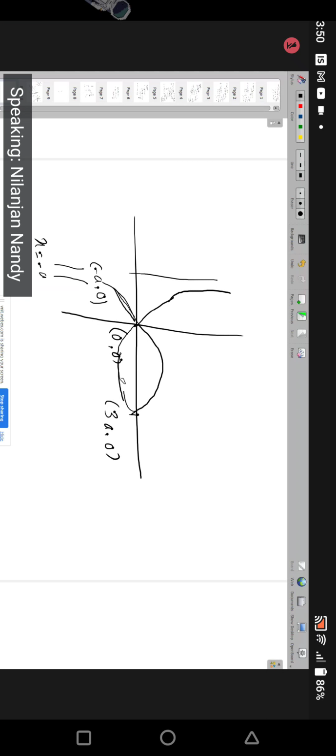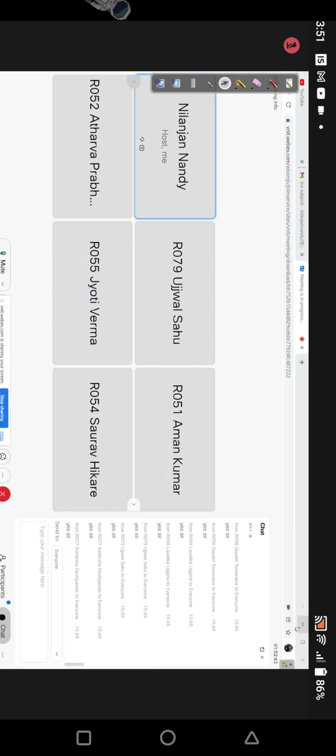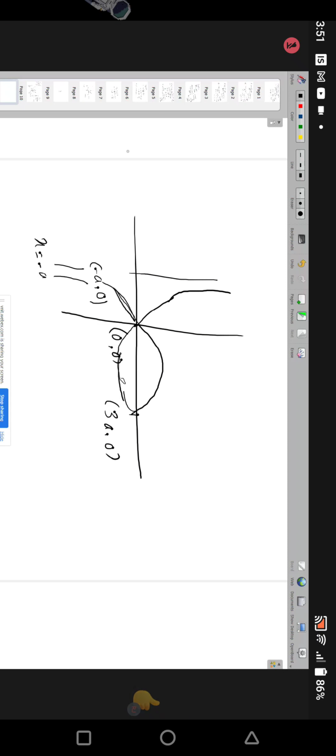Why is the loop forming? Because it is passing through 0 comma 0 as well as 3 comma 0, but the curve is also symmetric about the x-axis. That's why a loop within 0 comma 3 is forming. Is this clear? Is this part clear why the loop is forming? Okay, fine. Thank you.